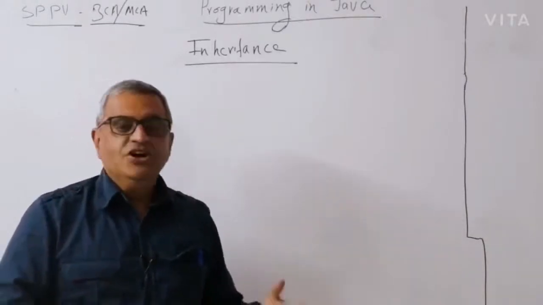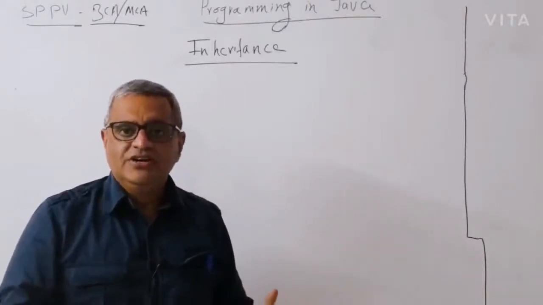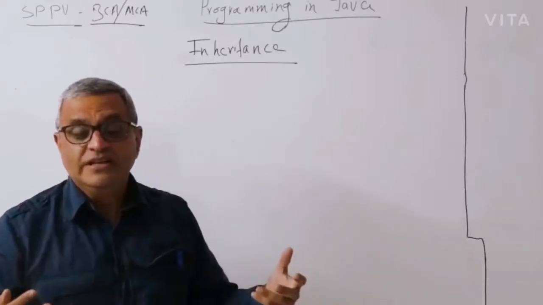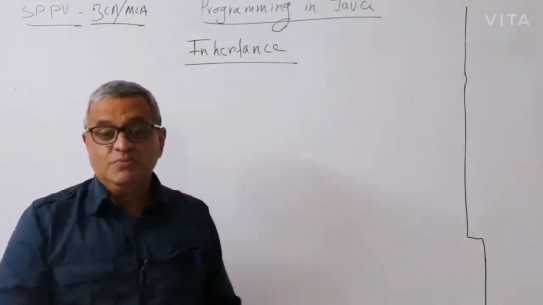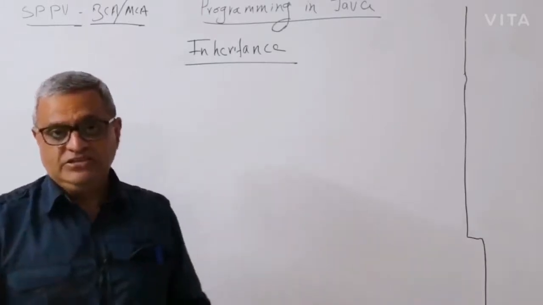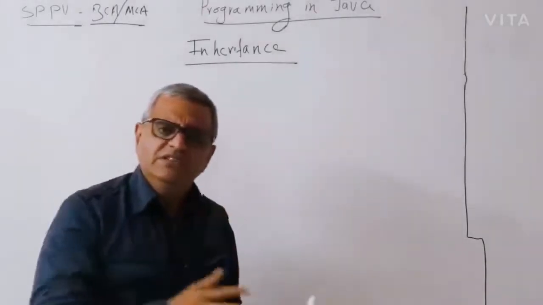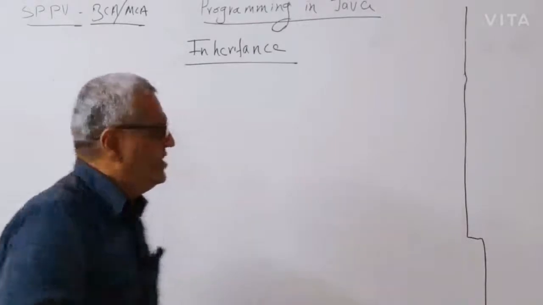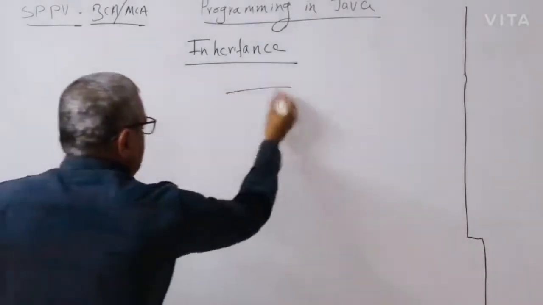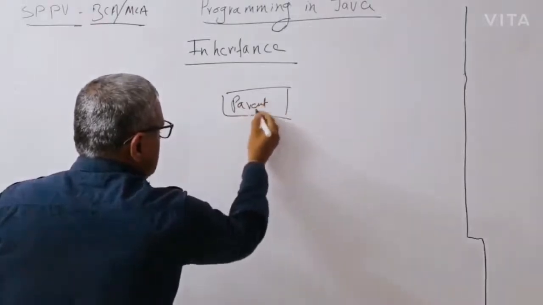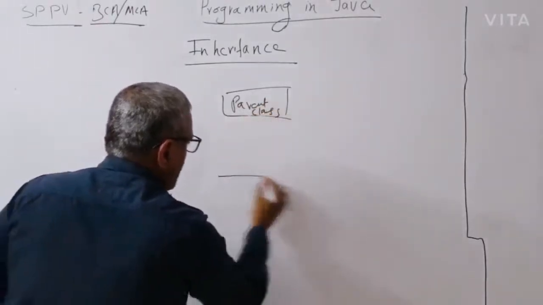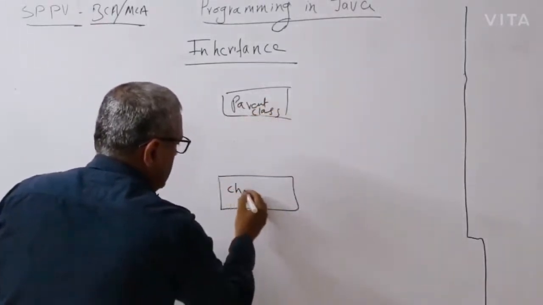This word typically we have used a number of times, like a child inherits qualities from their parents, or somebody inherits property from their parents. So the same concept actually is here as well. So you have a parent. Now we will say here this is a parent class, and you have a child class, right?